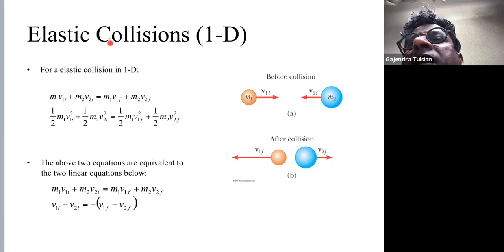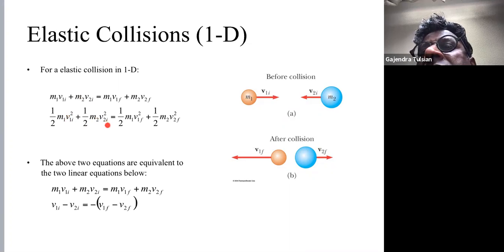And now, since this is an elastic collision, kinetic energy is also conserved. So the kinetic energy of particle 1 and particle 2, with the subscript i telling you initial, is equal to the final kinetic energy. These two conditions must be satisfied in this elastic collision. So if the velocities are unknown, since you have two equations, you can solve for two quantities. That's what that means.